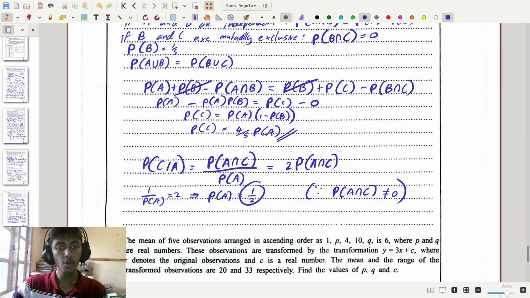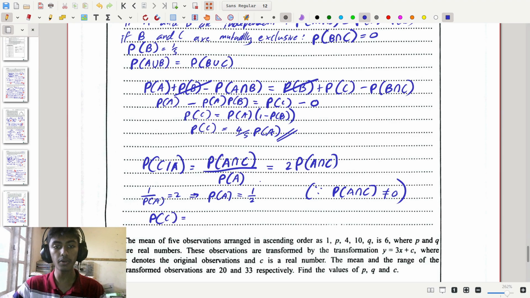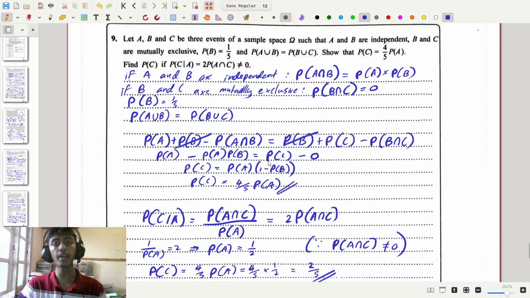Now finally, we can use the fact that the probability of C occurring is 4/5 of the probability of A occurring, and say that the probability of C occurring is equal to 4/5 P of A, is equal to 4/5 of 1/2, is equal to 2 over 5. And therefore our final answer is going to be 2 over 5, and that's going to be the final answer for this question.